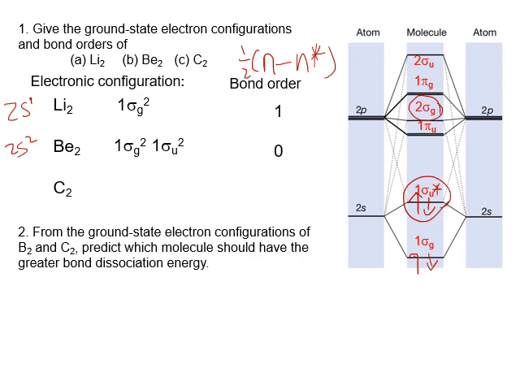For carbon, 2s2, 2p2. So you have 4 electrons times 2, it's 8. So of the 8, 2 go to 1σg, 2 go to 1σu, 4 will go to 1πu. Okay, remember 1πu has 2 degenerate orbitals, so it can hold 4 electrons. And therefore the electronic configuration is 1σg2 1σu2 1πu4.